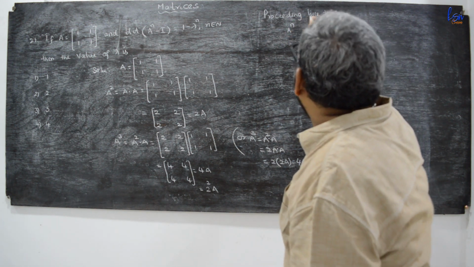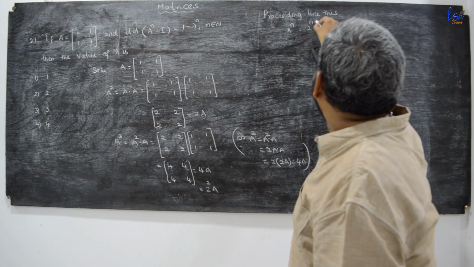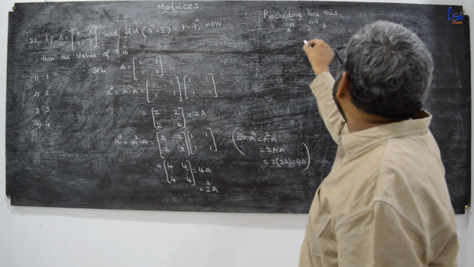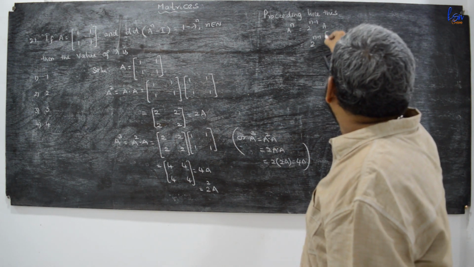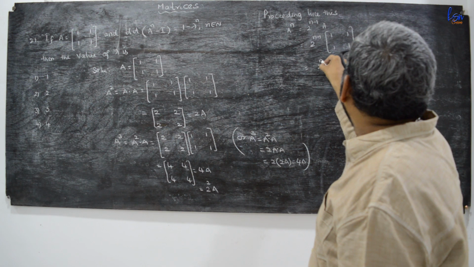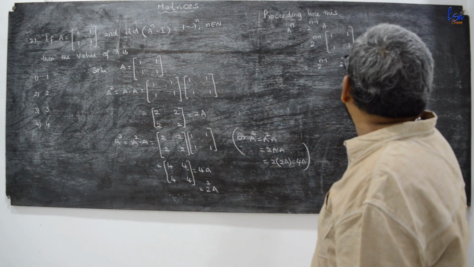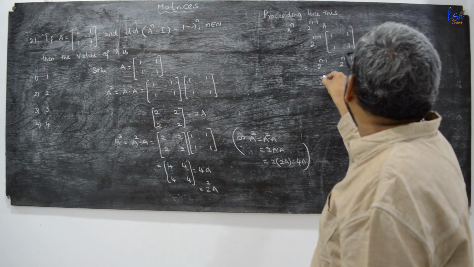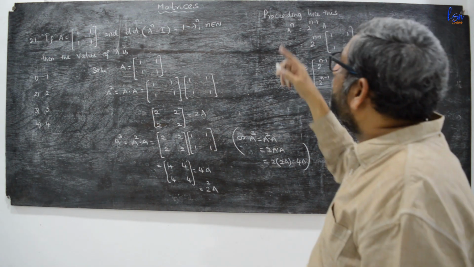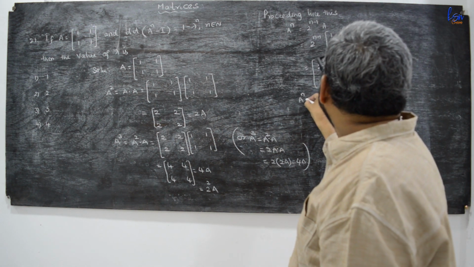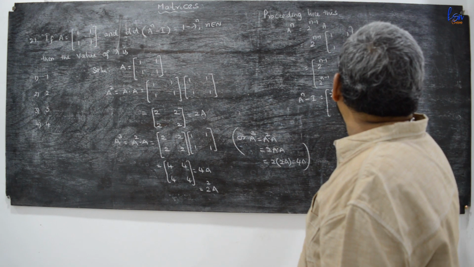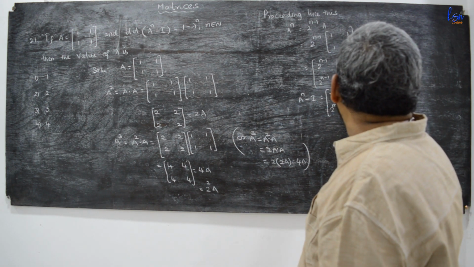A to the power of n is equal to 2 to the power of n minus 1 into A. That is equal to 2 to the power of n minus 1 into [[1,1],[1,1]], and that is equal to [[2^(n-1), 2^(n-1)],[2^(n-1), 2^(n-1)]]. Now, A power n minus I, that is equal to 2 to the power of n minus 1 in every entry.